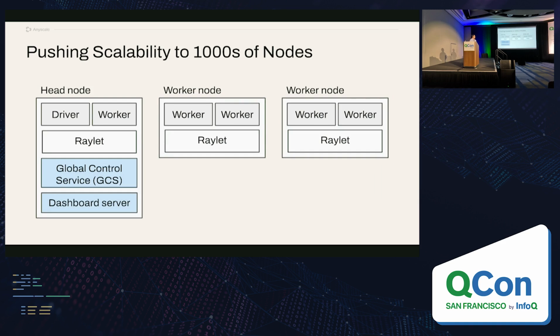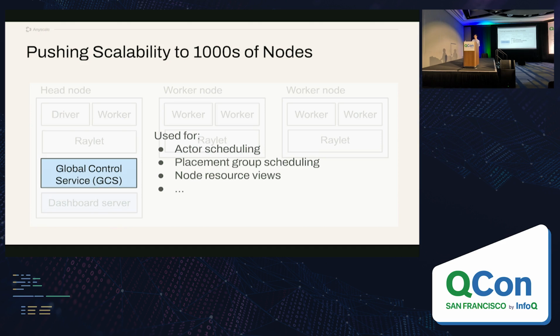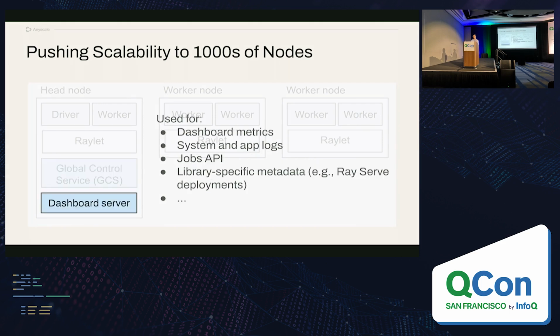For example, for now, Anyscale has been using Ray to push the scalability to thousands of instances for running workloads for our customers. In short, you can see we have the head node and the worker nodes, and the worker nodes can be 1,000. In each node, we have the driver and the worker. And on the head node, we have two important components, which are the GCS and the dashboard server. The GCS is used for actor scheduling, placement group scheduling, node resource views, etc. And the dashboard server basically shows the dashboard metrics, the system logs, job APIs, etc.